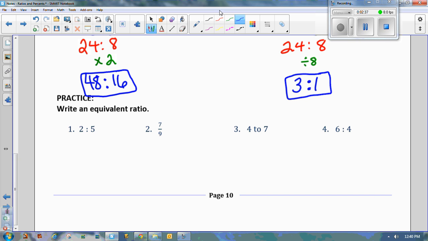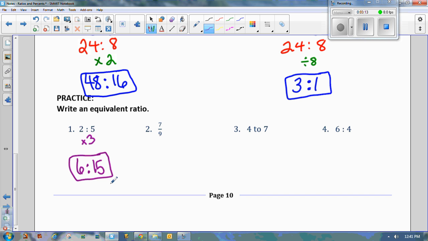Let's practice a couple down here. In 1 through 4 here in the practice, we're asked to write an equivalent ratio. So here I have the ratio 2 to 5, and I need to create an equivalent ratio. I'm going to have to use multiplication on this because 2 to 5 do not have any common factors other than 1. So let's multiply by 3. 2 times 3 is 6. Since this is in symbol form, I keep it in symbol form. 5 times 3 is 15. And then I box or circle it because that is my answer.